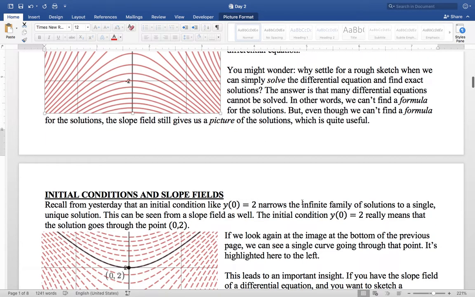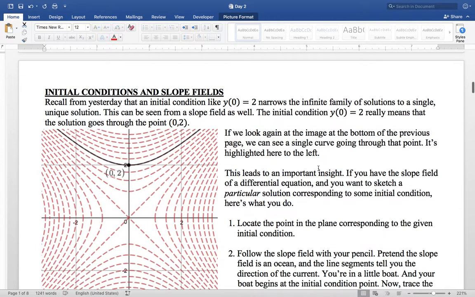Now, if you remember from yesterday, we had this notion called initial conditions. Sometimes a differential equation would come along with an additional piece of information called an initial condition. What the initial condition would do is narrow down the infinitely many solutions to a single unique solution. Differential equations in general have many solutions, but if there's an initial condition, then there's only one solution. So how does that look when it comes to slope fields?